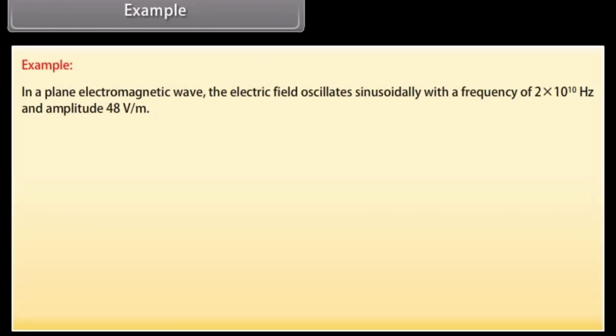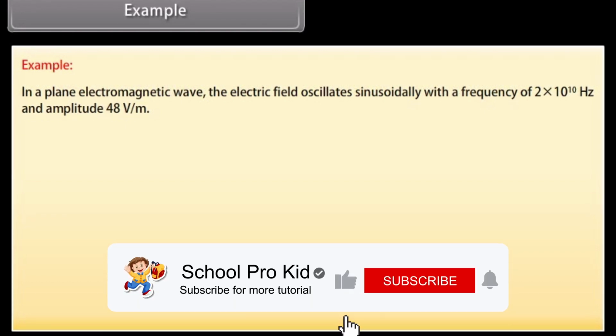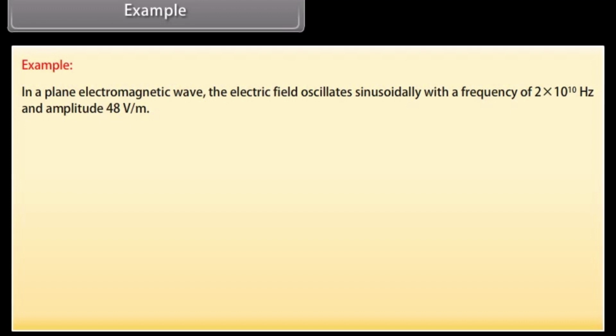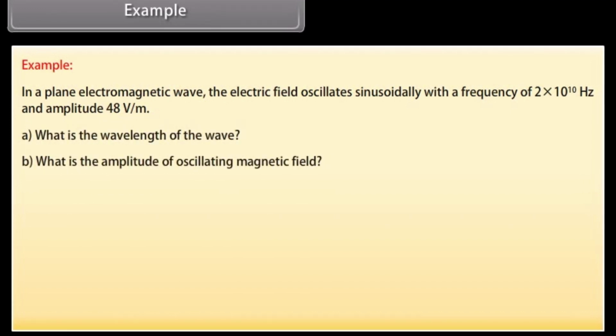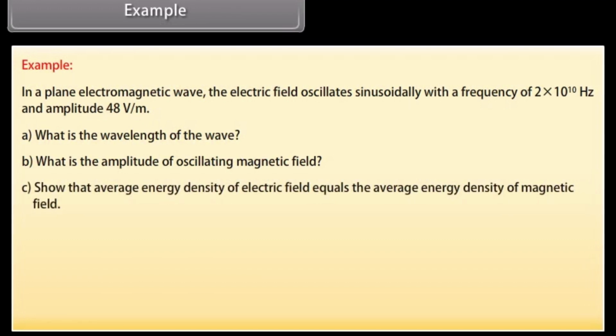Example. Let's take an example of electromagnetic waves. In a plane electromagnetic wave, the electric field oscillates sinusoidally with a frequency of 2 into 10 raised to the power 10 Hz and amplitude 48 volt per meter. What is the wavelength of the wave? What is the amplitude of oscillating magnetic field? Show that average energy density of electric field equals the average energy density of magnetic field.